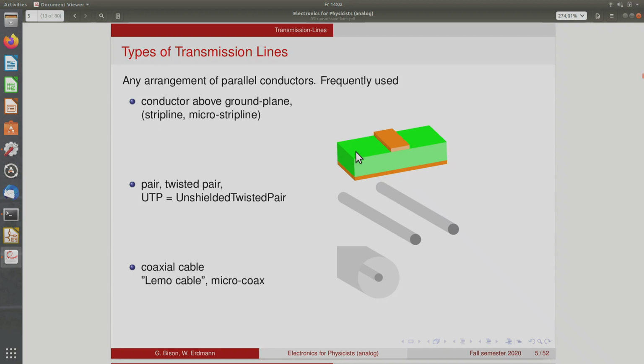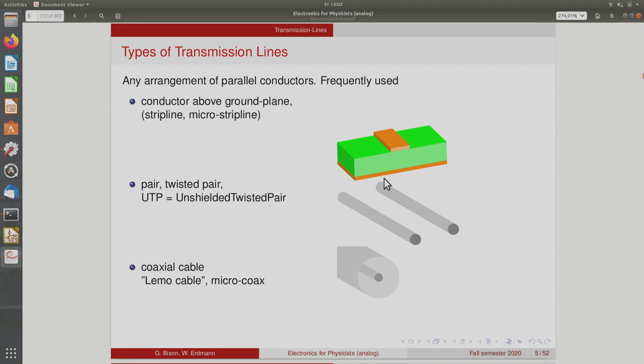It can be a printed circuit board where you have a conductor on top of a ground plane. Printed circuit boards typically have multiple layers of conductors, and often one of them is like a ground plane with a constant potential, and then a metal trace running at constant distance to this forms a transmission line. So it fulfills the requirements that we had. So this is the simplest transmission line.